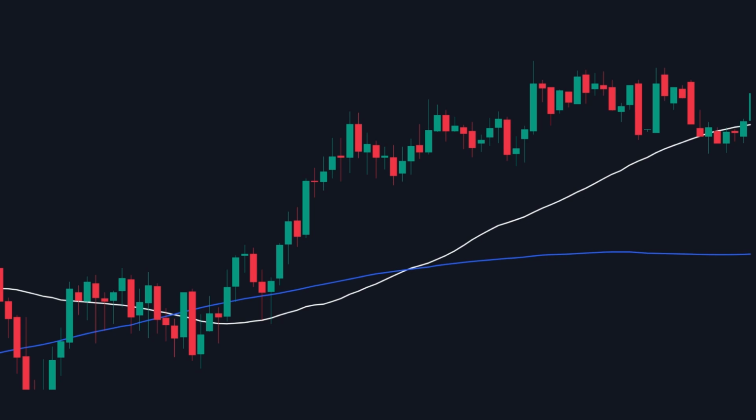All right, let's dive into setting up your chart. You'll need the 50 EMA and the 200 EMA. These are your guiding lights when identifying the trend.